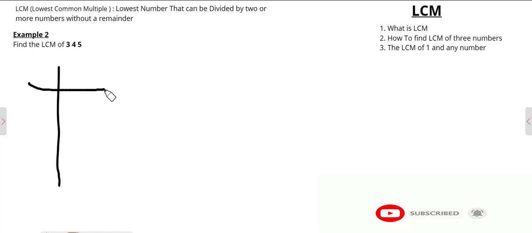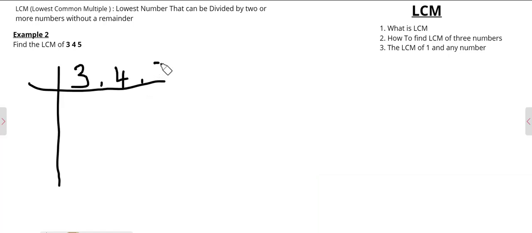So we have our numbers, which is 3, we have 4, and then we have 5. So as we all know, we're looking for a number that can divide 3, 4, and 5 without a remainder. Unfortunately, there's no number, so this is quite straightforward. 3 can divide 3 without a remainder. We have 1, we have 4 here, and then we have 5 from our previous example.